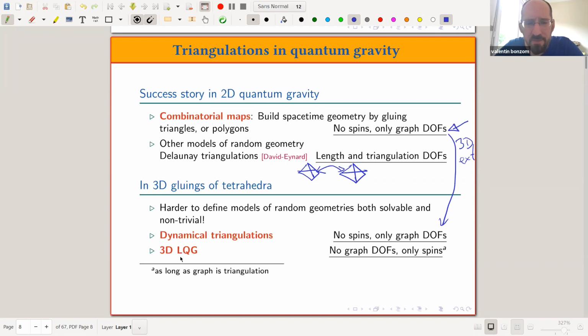And also we have three-dimensional quantum gravity, where it's a bit of the opposite situation, where basically the graph is fixed, the triangulation can be fixed, and you only have spin degrees of freedom. However, there's a little footnote here, which I think is pretty important: it works as long as the graph is a triangulation, otherwise you do not capture the topological degrees of freedom. So this is part of my case for triangulations. Okay, so we have models which capture different types of degrees of freedom in 2D and in 3D.